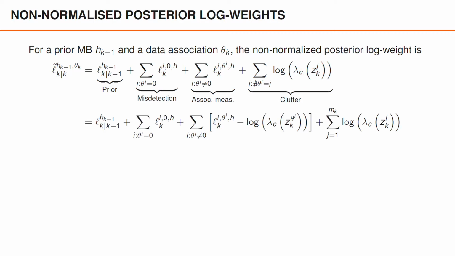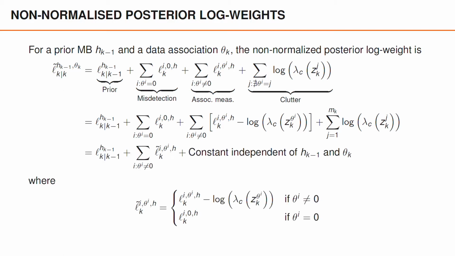Similarly to how we rewrote the measurement likelihood in n-object tracking by multiplying with 1, we can rewrite the non-normalized log weight by adding 0. Note that the last summation is now over all measurements, which means that this sum is equal for all data associations. Therefore, we can express the non-normalized log weight as the sum of the prior log weight and the sum of predicted log likelihoods for each Bernoulli plus some constant that is independent of both the prior and the data association, as shown here.